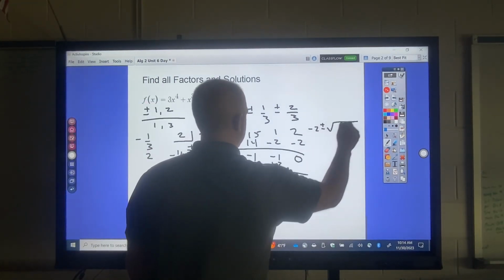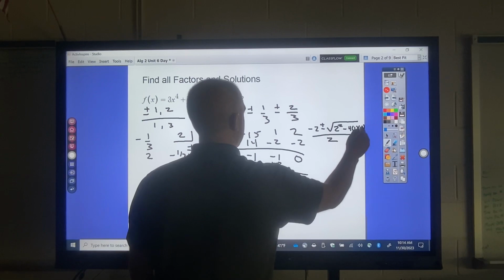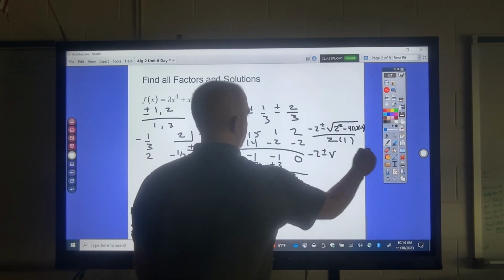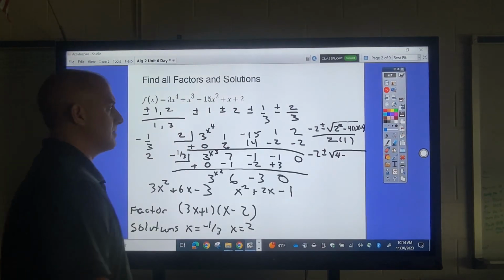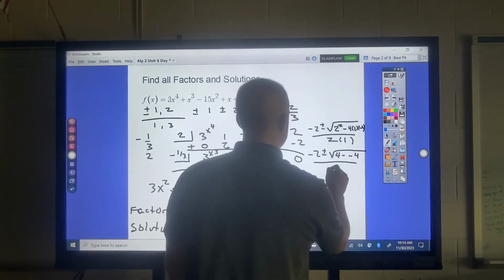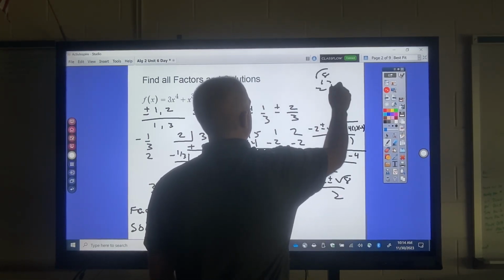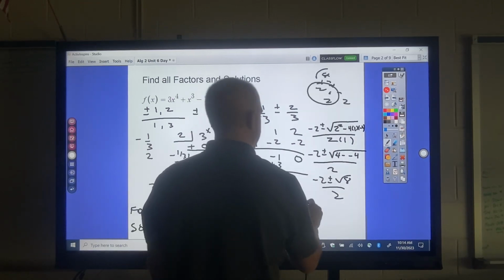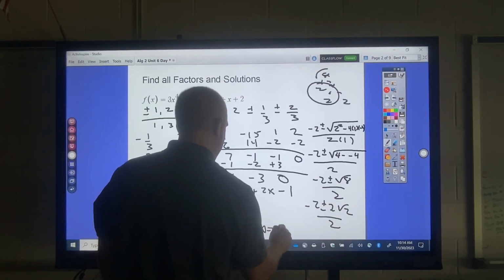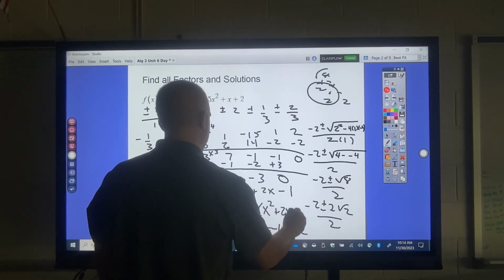Negative 2 plus or minus the square root of 2 squared minus 4 times 1 times negative 1, all over 2 times 1. It's going to be negative 2 plus or minus the square root of 4 minus negative 4, which would be 8, all over 2. Square root of 8 is 2 and 4, 2 and 2. So that's negative 2 plus or minus 2 square root of 2 all over 2. They're all divisible by 2, so I got negative 1 plus or minus 1 square root of 2. My other factor ends up being this.